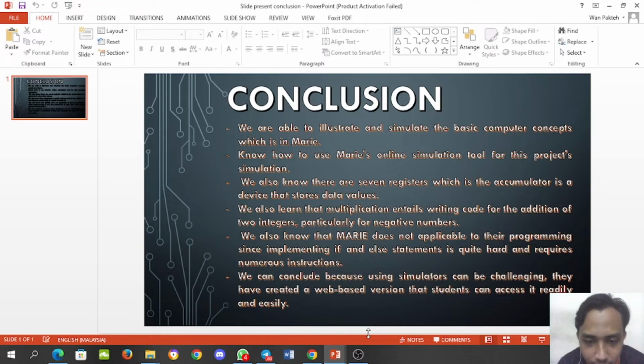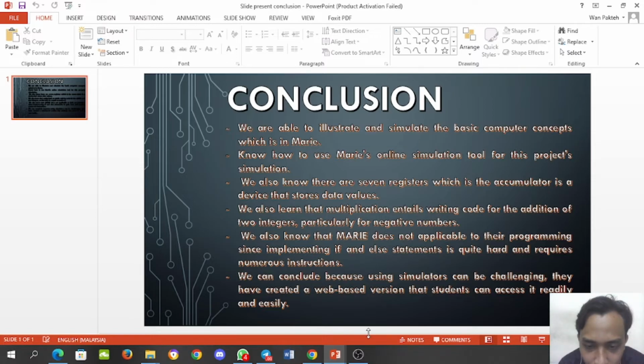For the conclusion, in this project we are able to illustrate the basic computer concepts in Mary. Mary stands for a machine design that is really intuitive and easy, and it is a basic architecture made up of a memory for storing program and data, and the CPU consisting of the ALU and several registers. With some research for this software, we now know how to use the Mary online simulation tool for this project simulation.